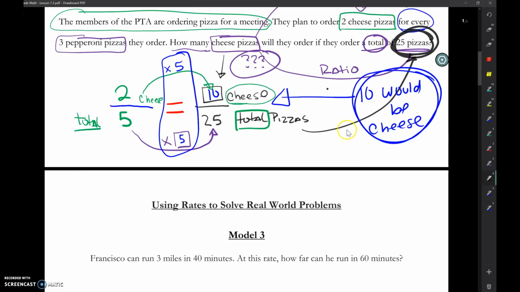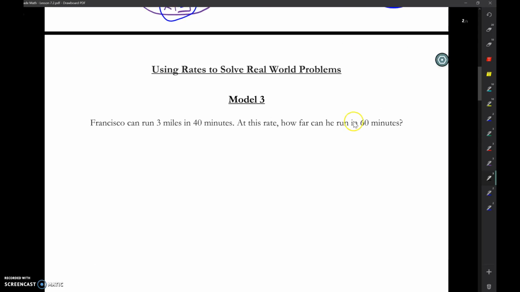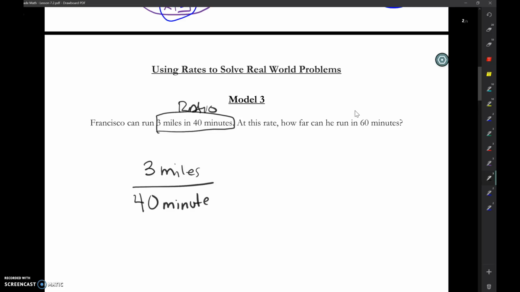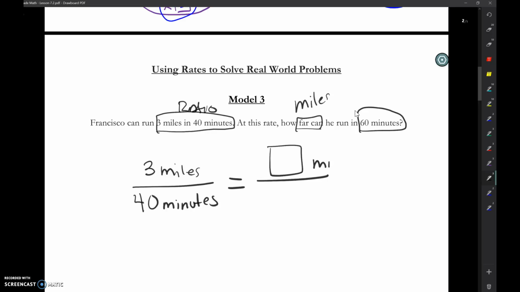Our next example is modeling. So it says Francisco can run 3 miles in 40 minutes. This is our ratio. So we know 3 miles over 40 minutes is equal to, at this rate, how far can he run in 60 minutes? So we want to know how many miles, how far, so that's going to be the blank, in 60 minutes.